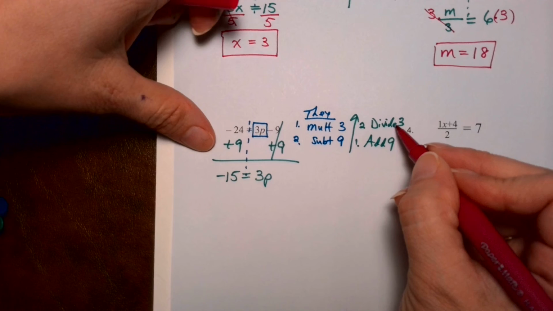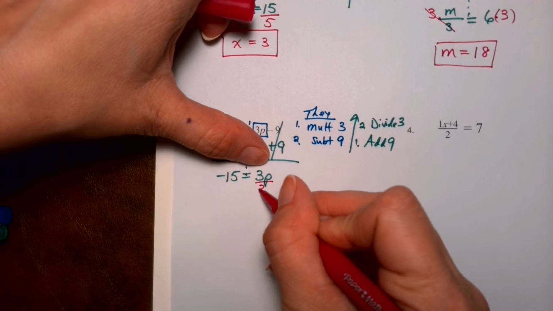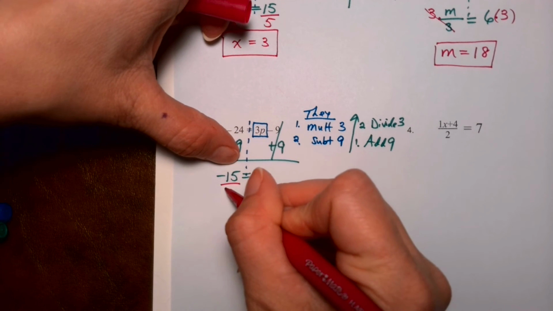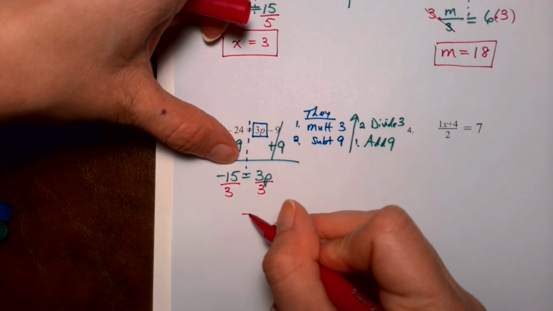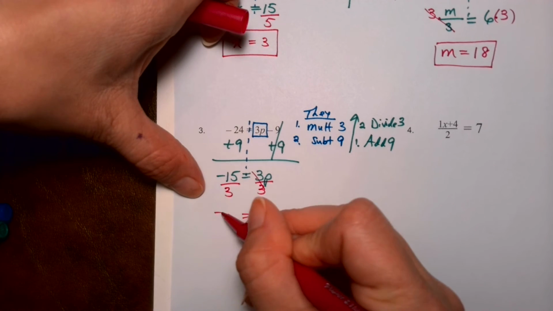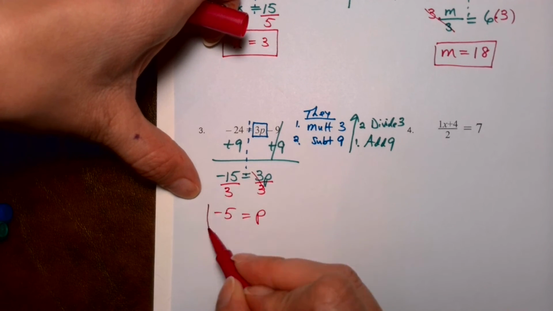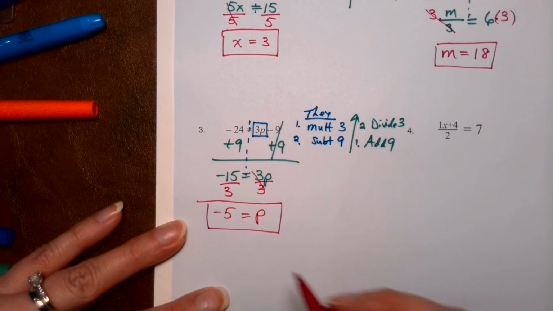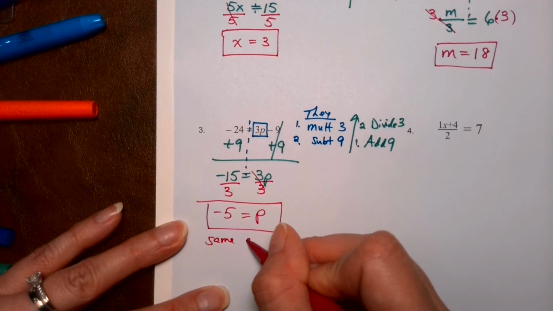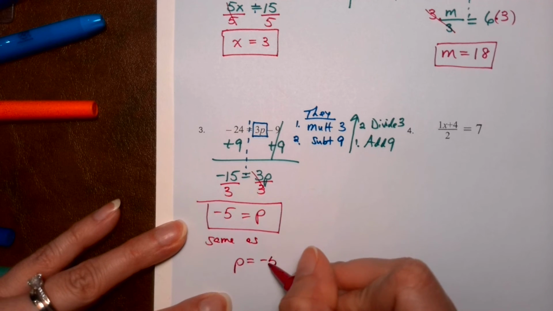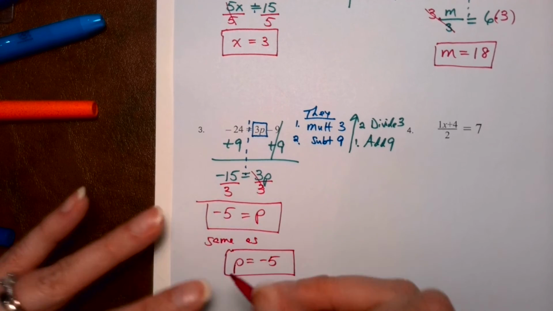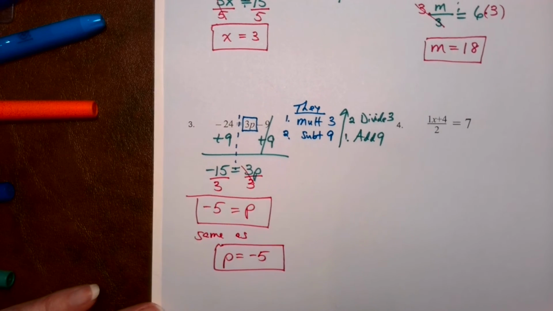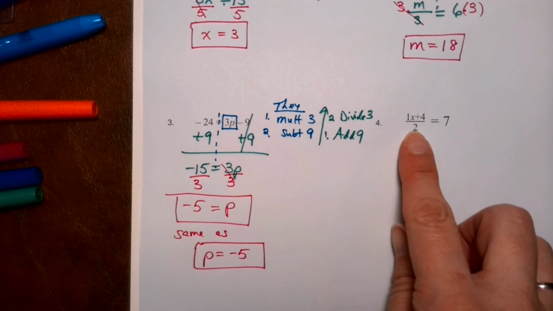Next step is divide by 3. Divide the right side by 3 and the left side by 3. So p is equal to negative 5. Okay? It's okay to have the variable on the right or the left. It's the same thing. This is the same as p equals negative 5. And the last one. That's the last one.